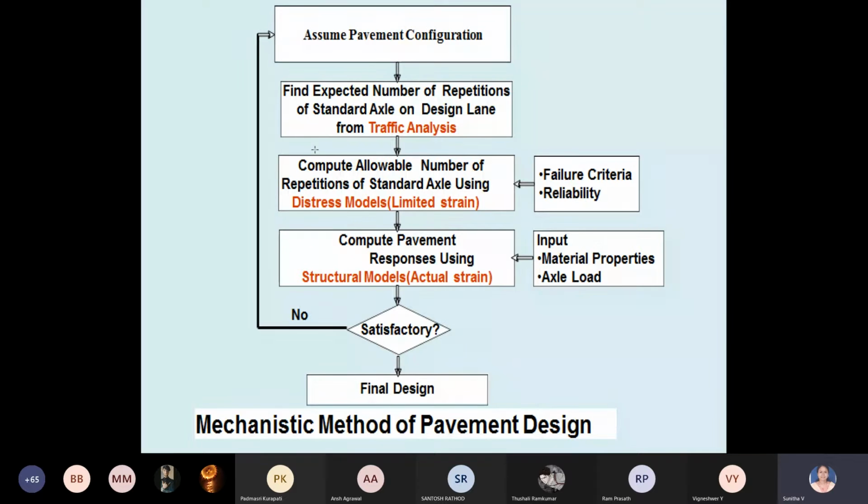You have to find the actual strain for the pavement cross section you have assumed. You will get this by giving the material properties and the axle load. If your assumed pavement configuration satisfies this, then you can accept it. Otherwise, you have to change the pavement configuration, or you can even change the material properties. Maybe suppose I don't want my pavement to increase in thickness beyond a limit.